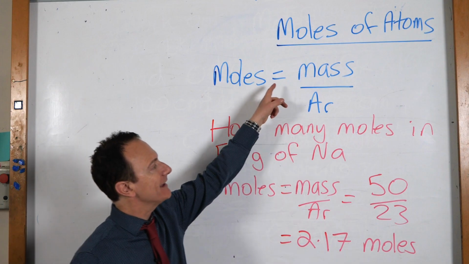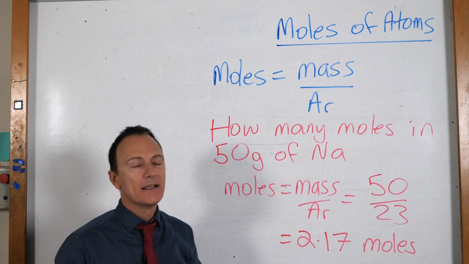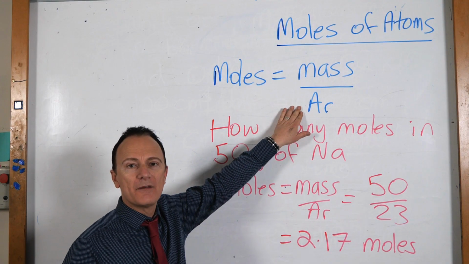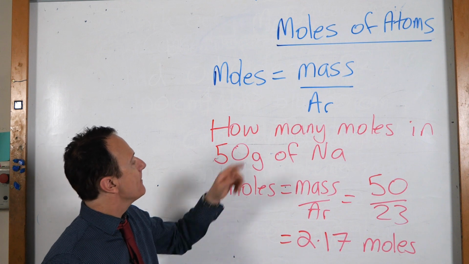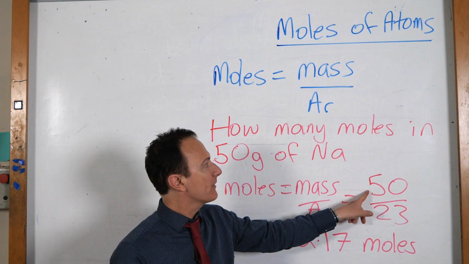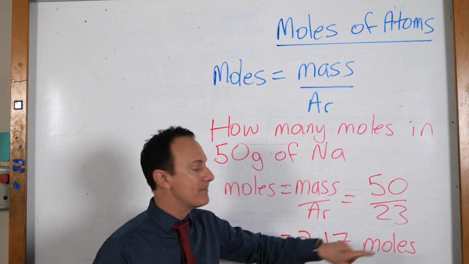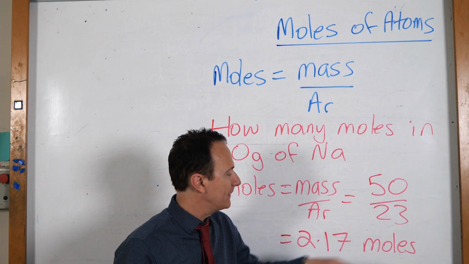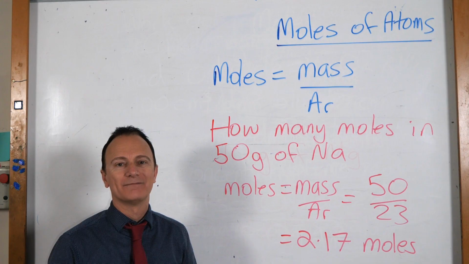Moles is the mass in grams over the Ar, which is the relative atomic mass. So to find this, you would look up the mass number on the periodic table. So, how many moles in 50 grams of sodium? We've got 50 grams here as the mass. The relative atomic mass of sodium is 23. So 50 divided by 23 is 2.17 moles.